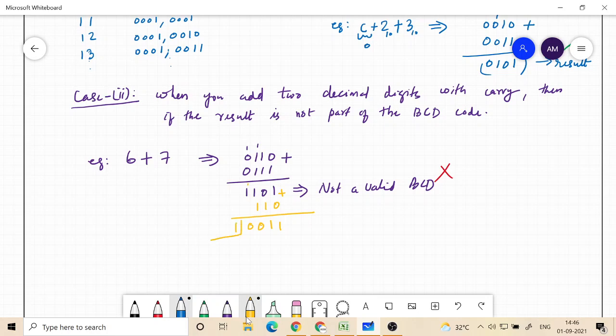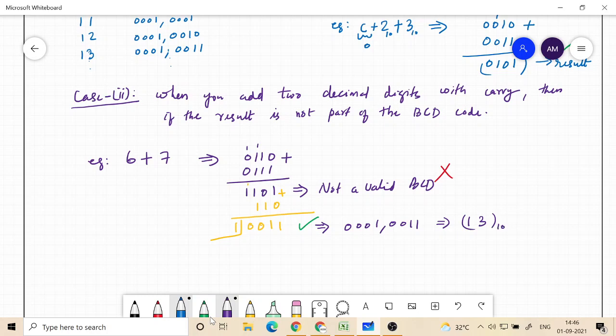Now the result, if you look at it, there is a carry and a 4-bit result, and this is a valid result. Okay, this is a valid result, because what does it represent? It represents basically 0001 and 0011, which is basically our 13 to the base 10. So this is correct.